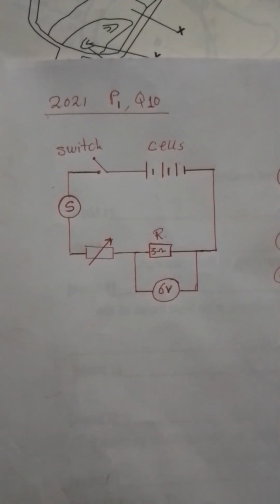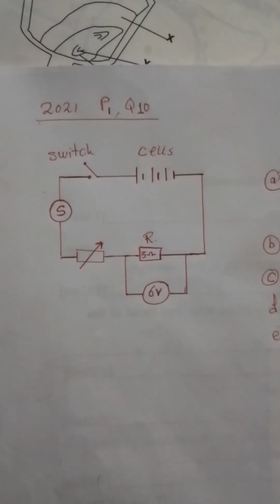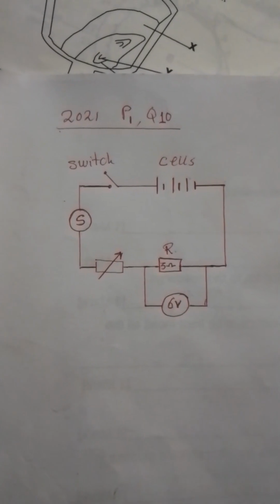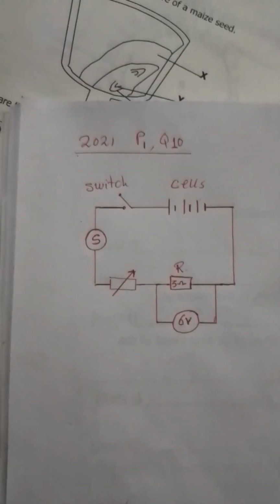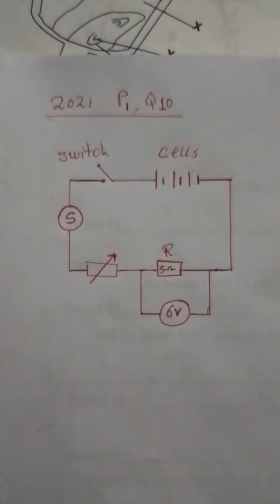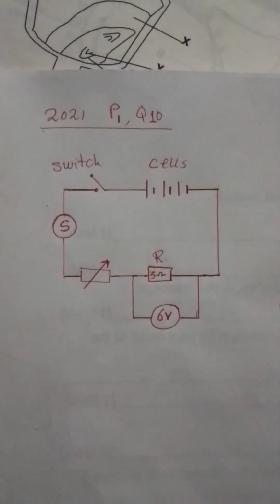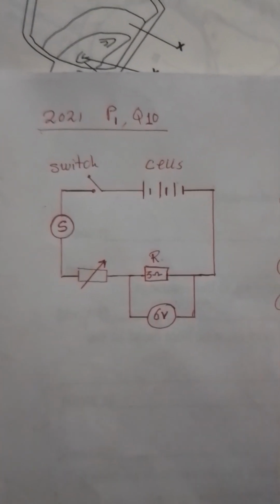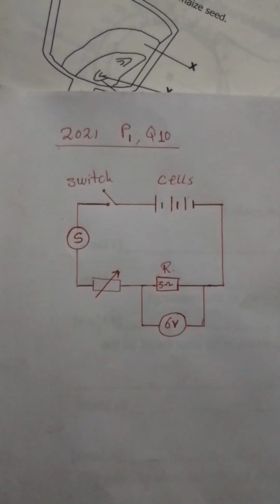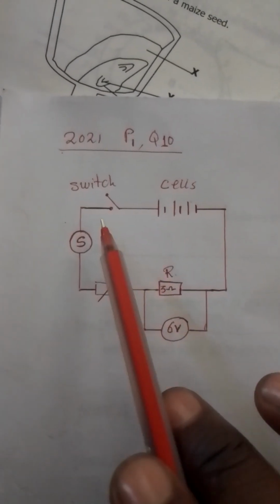All right, welcome. So this is integrated science. The question is coming from question paper 2021, paper 1, question number 10. So we have this cell over here. By the way, we have an electric circuit. Have a switch over there.